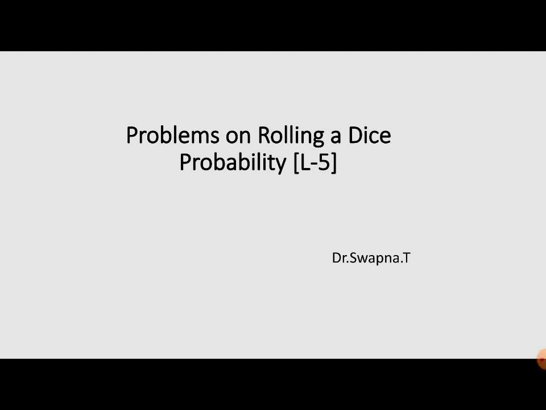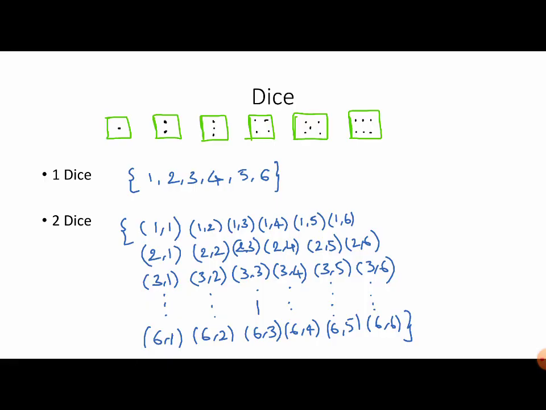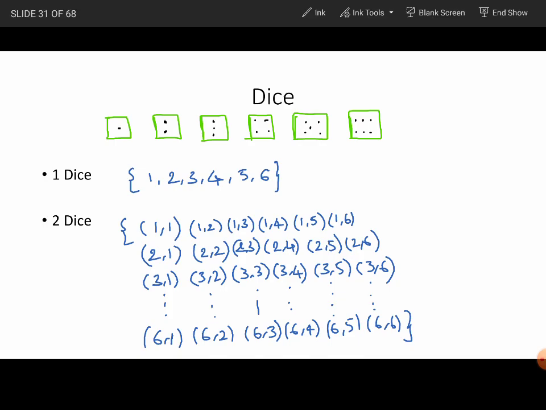Hello everyone. In this session we are going to discuss a few problems on rolling a dice. In all the examples we will consider a six-faced dice. It has six faces, a cube structure, and when you roll a die or throw a die you may get 1, 2, 3, 4, 5, 6 as the outcomes.